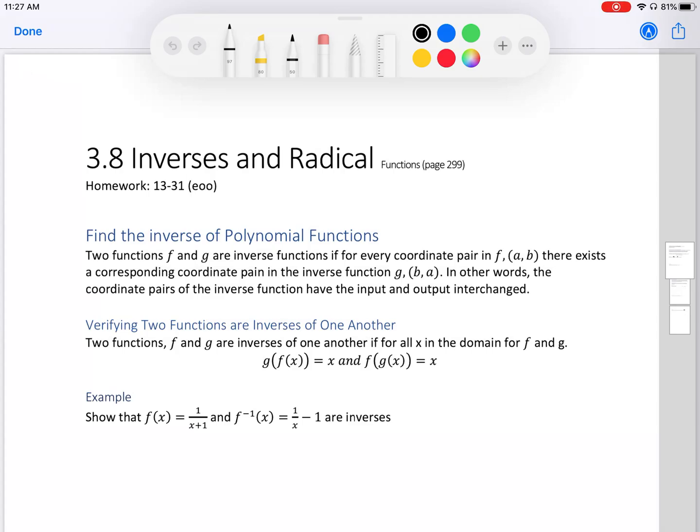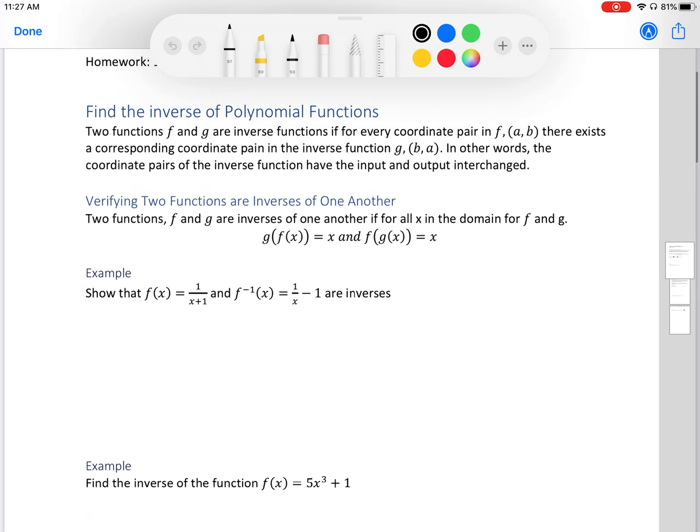Section 3.8, Inverses and Radicals. This is our last section for this chapter. The first half should sound a lot like review from when we learned about inverse functions. To begin, let's find the inverse of polynomial functions.